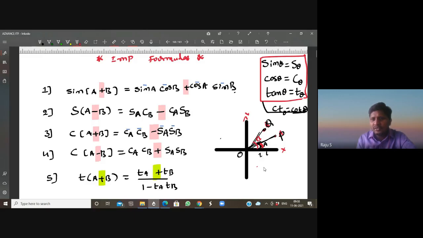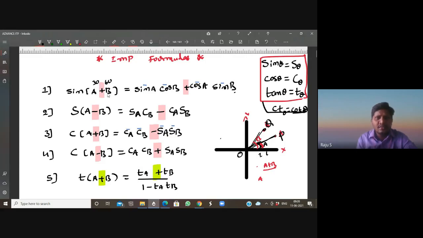If I add these two angles, this becomes A plus B. Then what is sine A plus B, cos A plus B, tan A plus B? I have written clearly. Even if you want to verify these formulas, you can take some angles. Generally, take A as 30, B as 60.